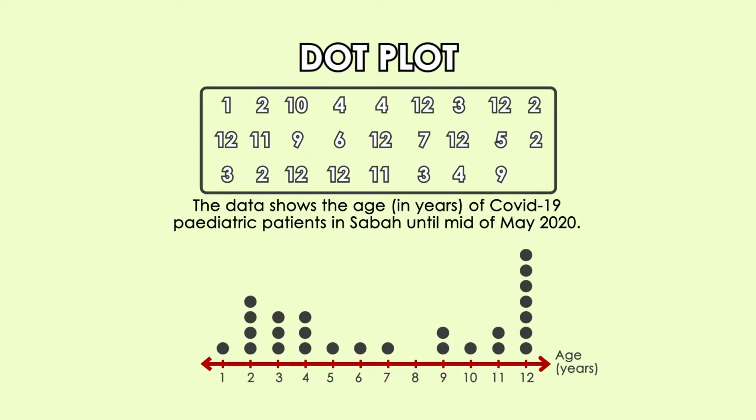There, boys and girls, we have finished plotting the dots. Now, let's give the dot plot a title. Our title for this dot plot is Number of COVID-19 Pediatric Cases in Sabah. Now, our dot plot is complete.